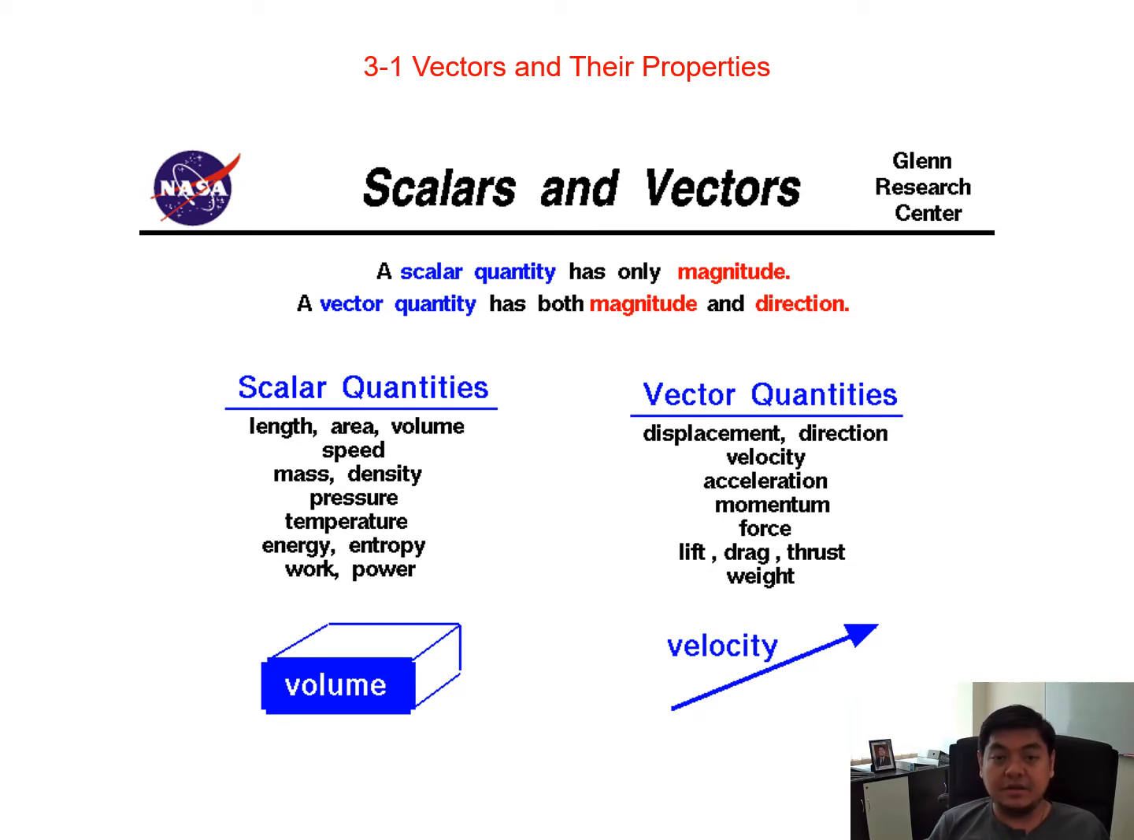So basically these are the vectors and their properties. At first we learn about scalar quantity. The scalar quantity has only magnitude, while the vector quantity has both magnitude and directions. Examples of scalar quantity are length, area, volume, speed, mass, density, maybe pressure, energy, work, and also power. For the vector quantity, we have displacement, velocities, acceleration, momentum, force, lift, drag, thrust, weight, and a lot more vector quantities. So we write this as a vector quantity. Why? Because a vector has both magnitude and directions.